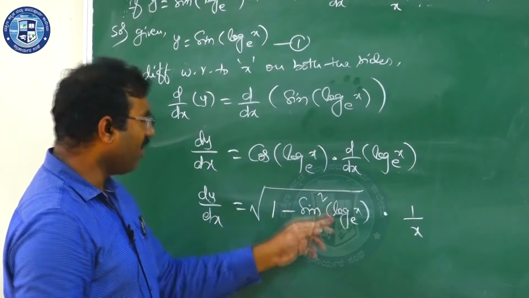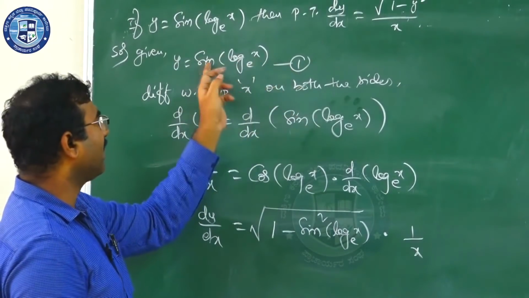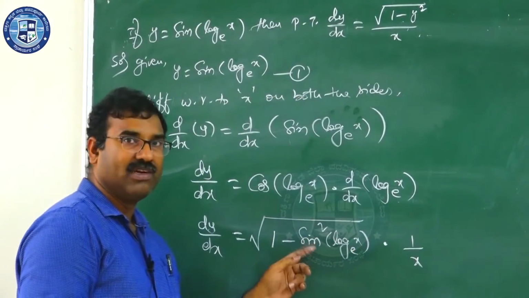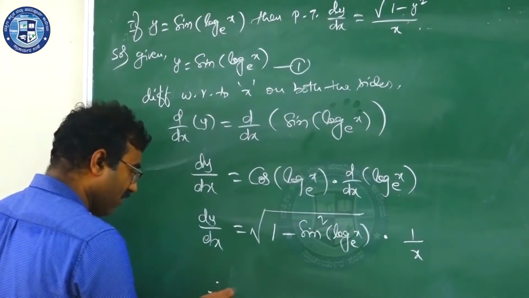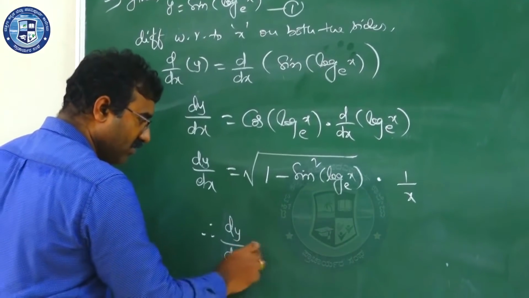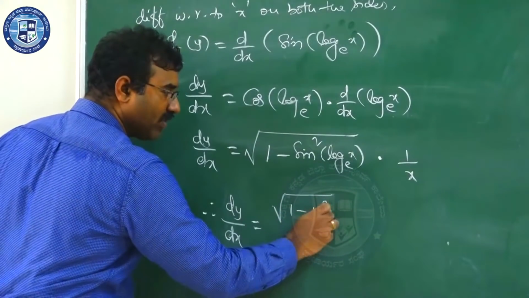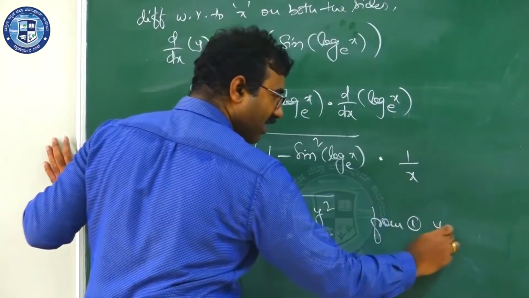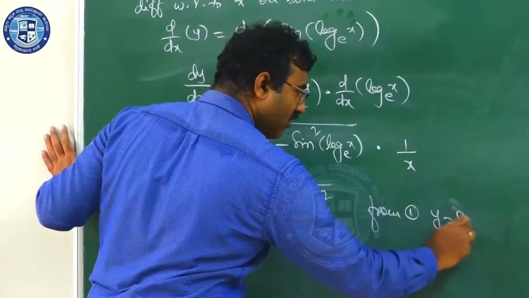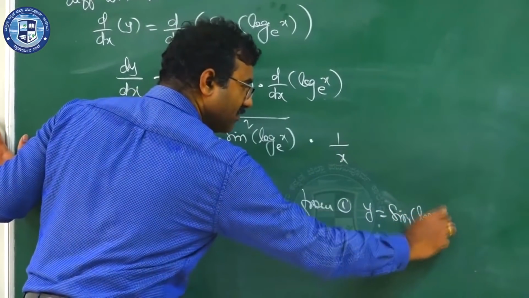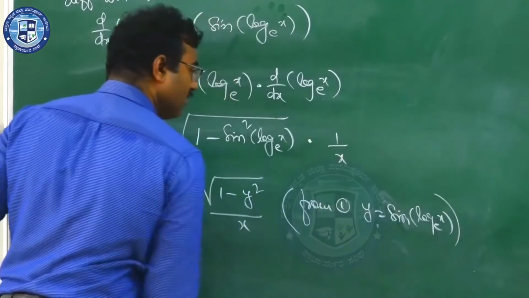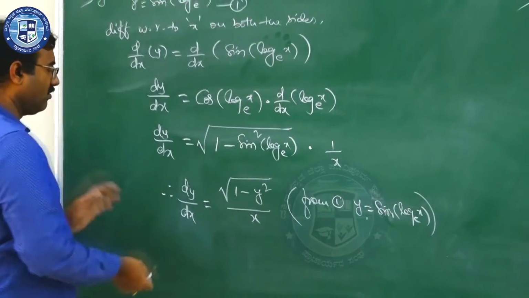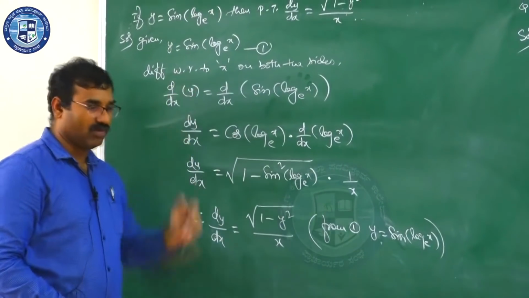Now, we know sine of log x is y from 1. That means I can replace it here with y square. Therefore, dy by dx is equal to square root of 1 minus y square divided by x, from 1, where y is equal to sine of log x to the base e. That's why we were able to get square root of 1 minus y square by x. Hence, proved. That's what they asked.